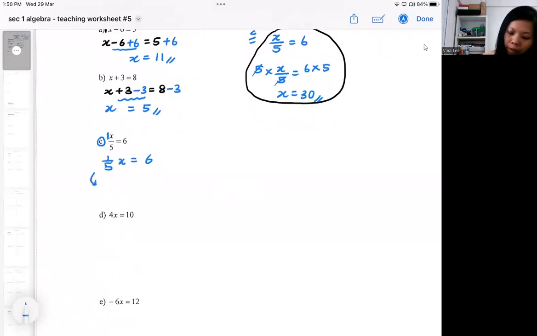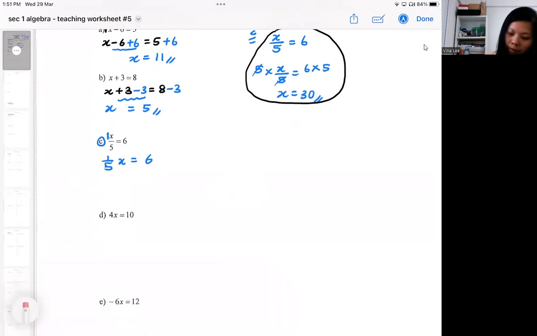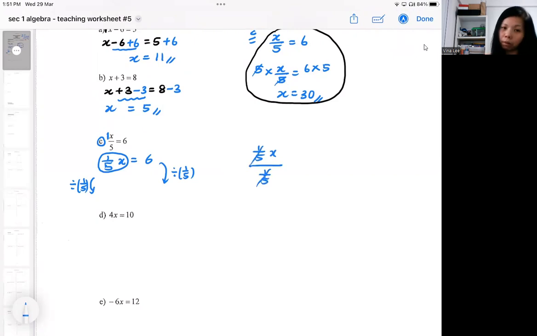So you can choose to divide by 1/5. Okay, let me write properly. So you can take the whole thing, divide by 1/5. You divide 1/5 on both sides. So 1/5x divided by 1/5, you will cancel the 1/5. So you got 6 divided by 1/5. You go and punch calculator. It will also give you a 30.